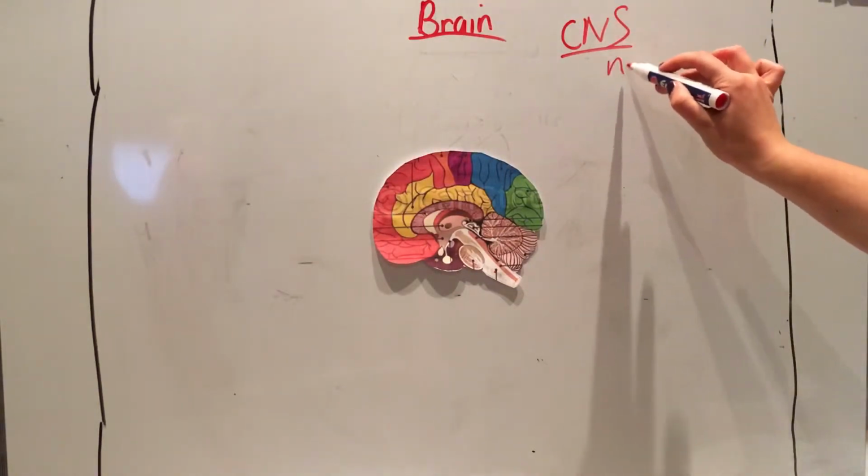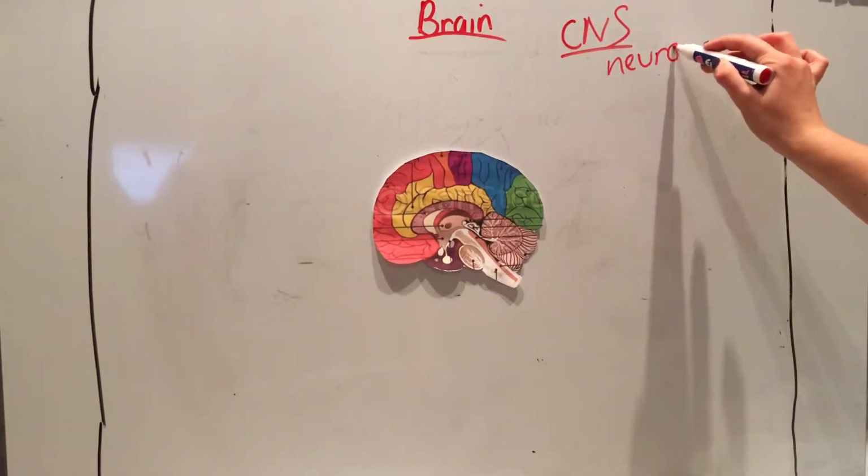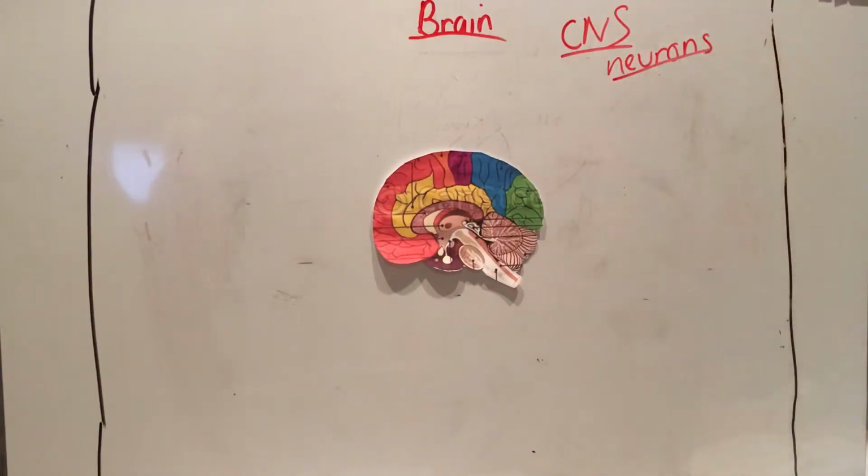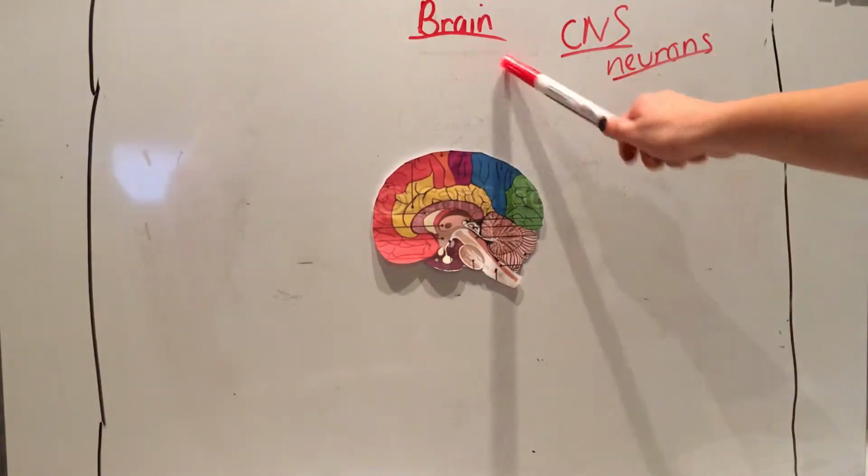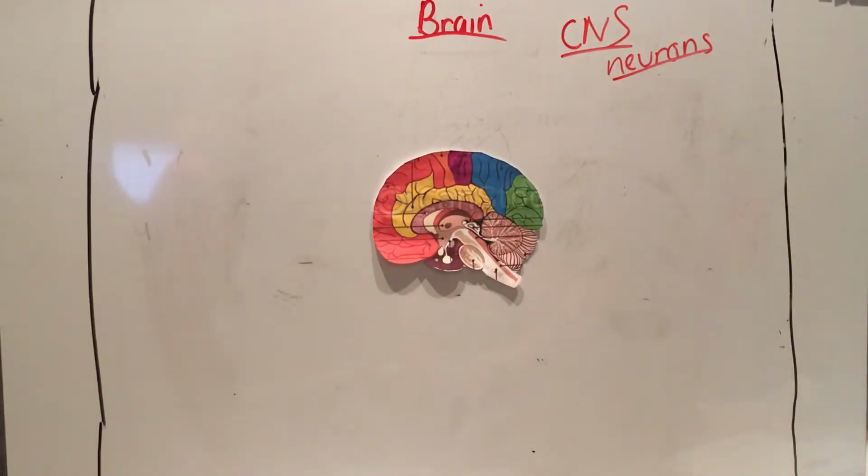up of billions and billions of neurons. We haven't really talked about neurons in depth. I can talk about them. Let me know if you want to know about neurons and what they do and why there are billions of them in the central nervous system.